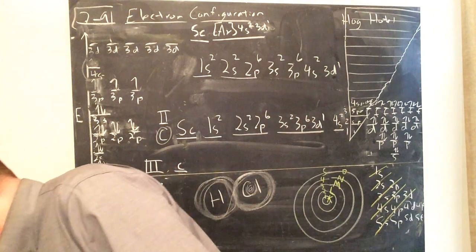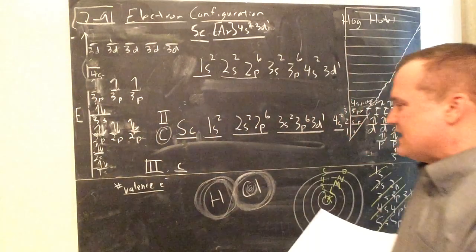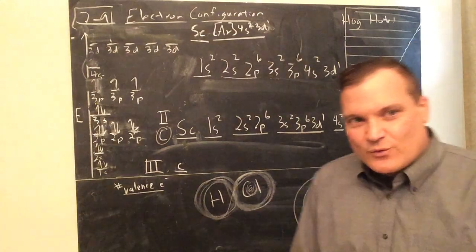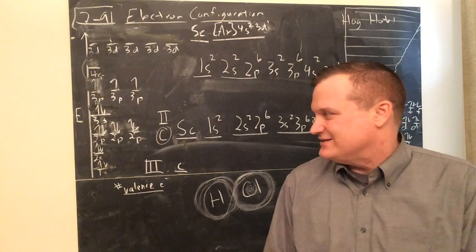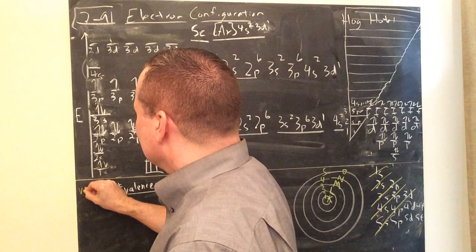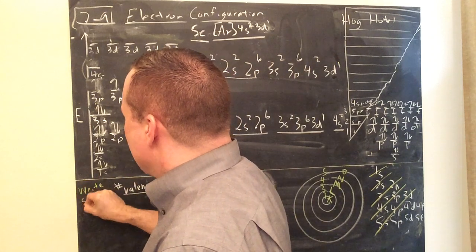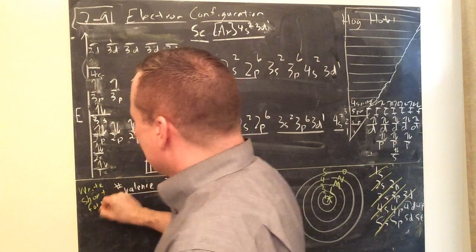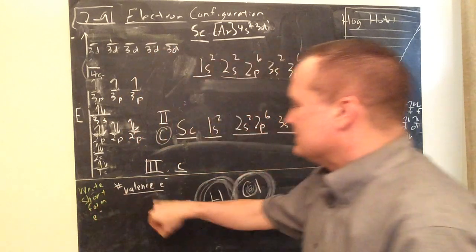Okay, so how do you determine what is in the outermost level? The best way to do it is to write the short form electron configuration. To find valence, write the short form. I'm going to show you a shortcut in a moment, and short form is a shortcut. Write the short form E-config to find valence.